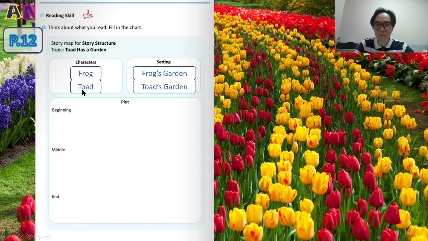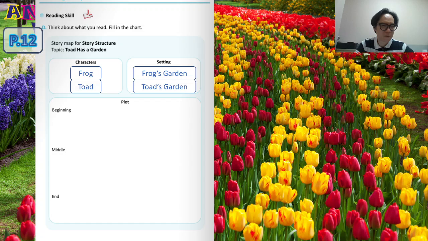It's this big box and it says plot. A plot, an easy way to think of it, is what happens in a story. A plot is what happens in a story. So we have a beginning, a middle, and an end. We want to tell what happens at the beginning of the story, the middle of the story, and at the end of the story. And you all remember the end of the story, don't you?